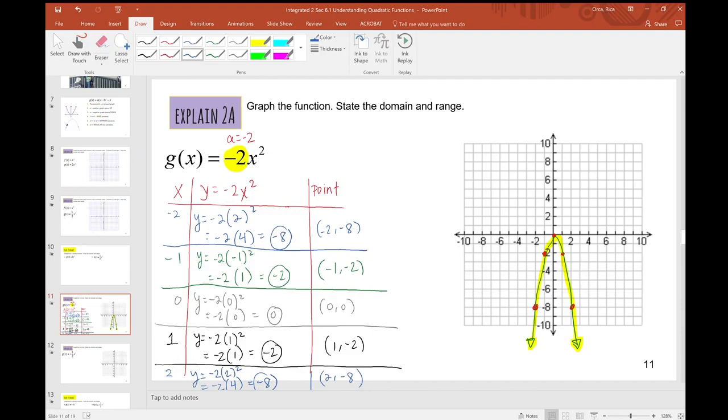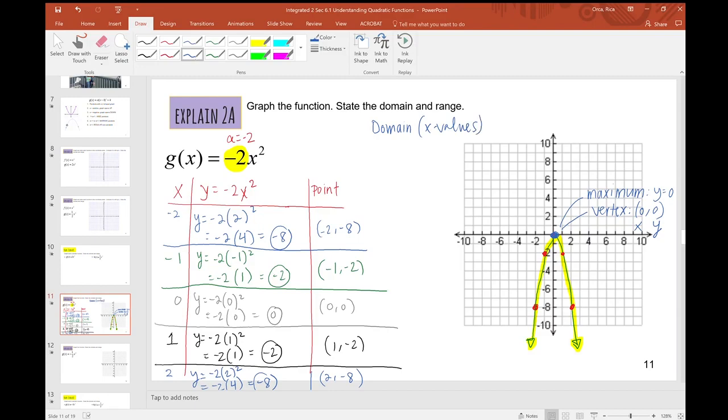Let's go ahead and write down our key features. We know that the vertex is at 0, 0. We also know that the vertex is our highest point, and as a result, our maximum y value is at y equals 0. In regards to the domain, your domain is going to represent the x values.